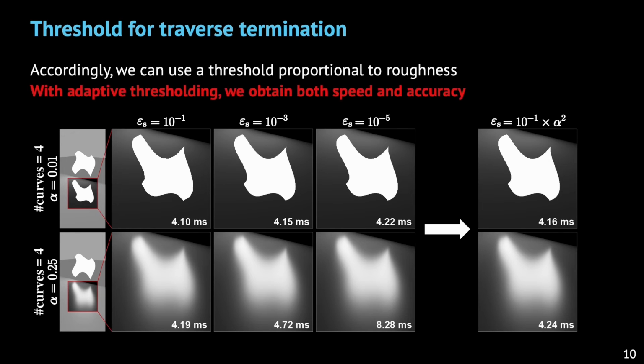This result suggests using a dynamic threshold that is proportional to the roughness. We empirically found that the threshold of 0.1 times square roughness works fine in practice. By using this dynamic threshold, we can obtain both the speed and quality for surfaces with arbitrary roughness.